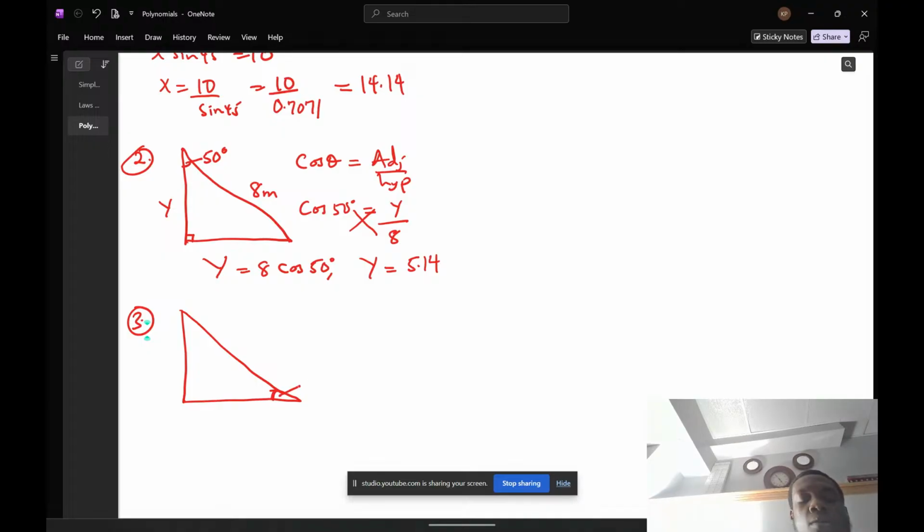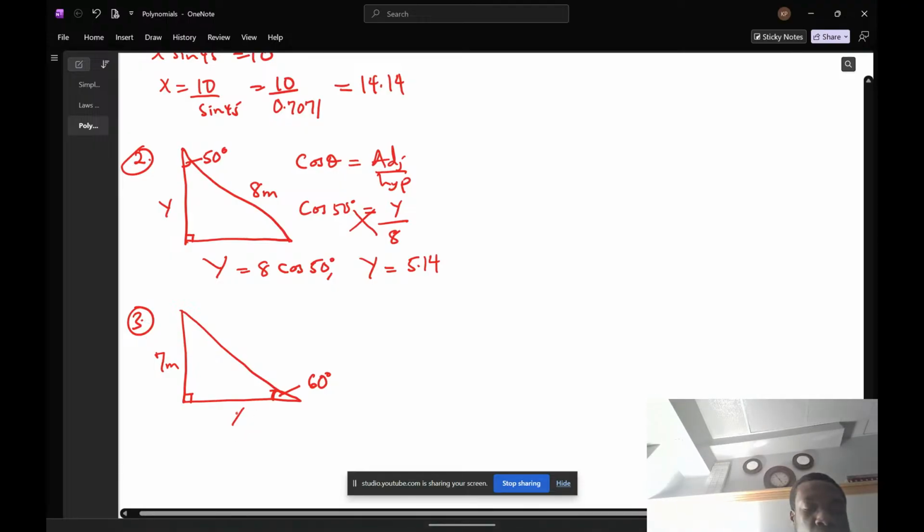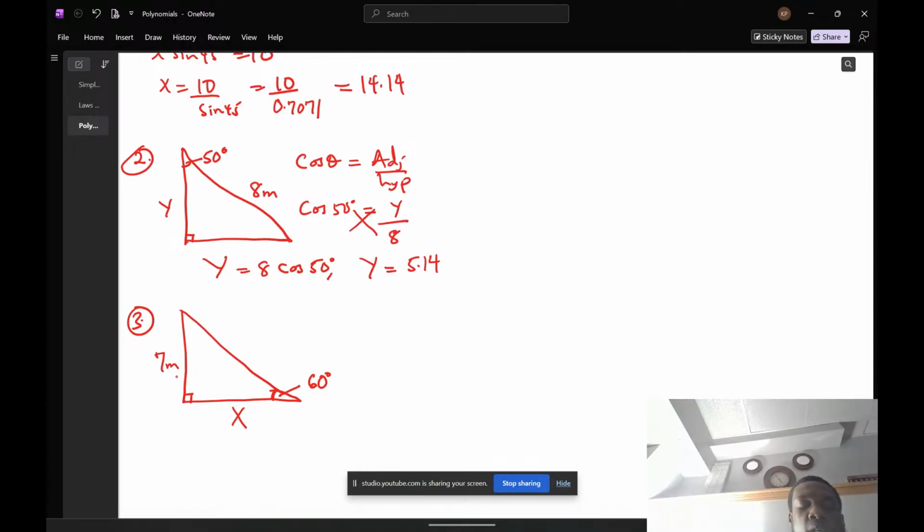So let's say this angle is 60 degrees, and we're given this side to be 7 meters, and this other side is 5 meters. Let's say this side is x. This is what we have to find. So the opposite is 7 meters and the adjacent is x.